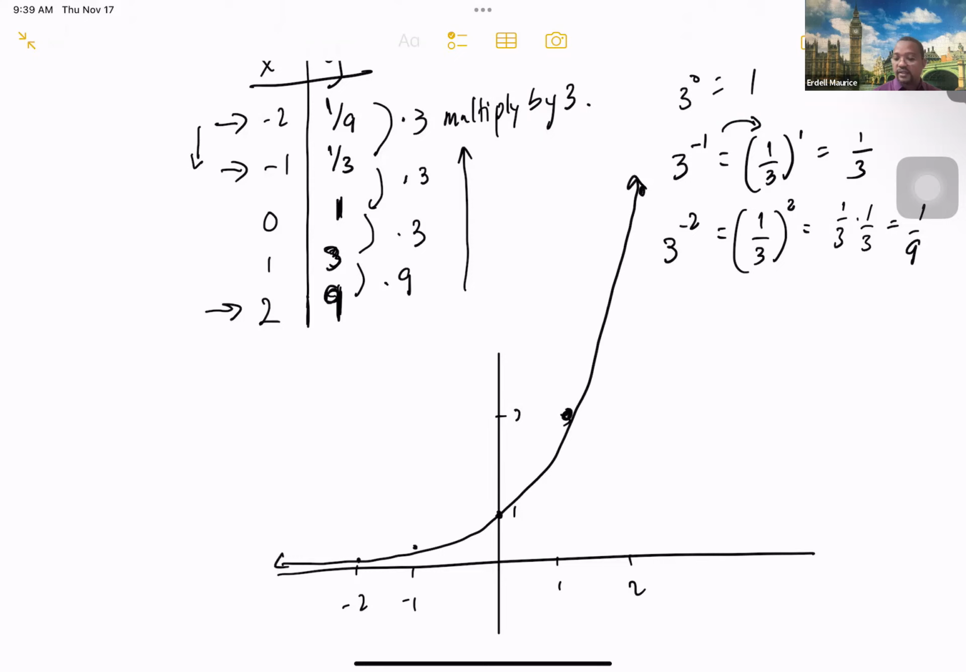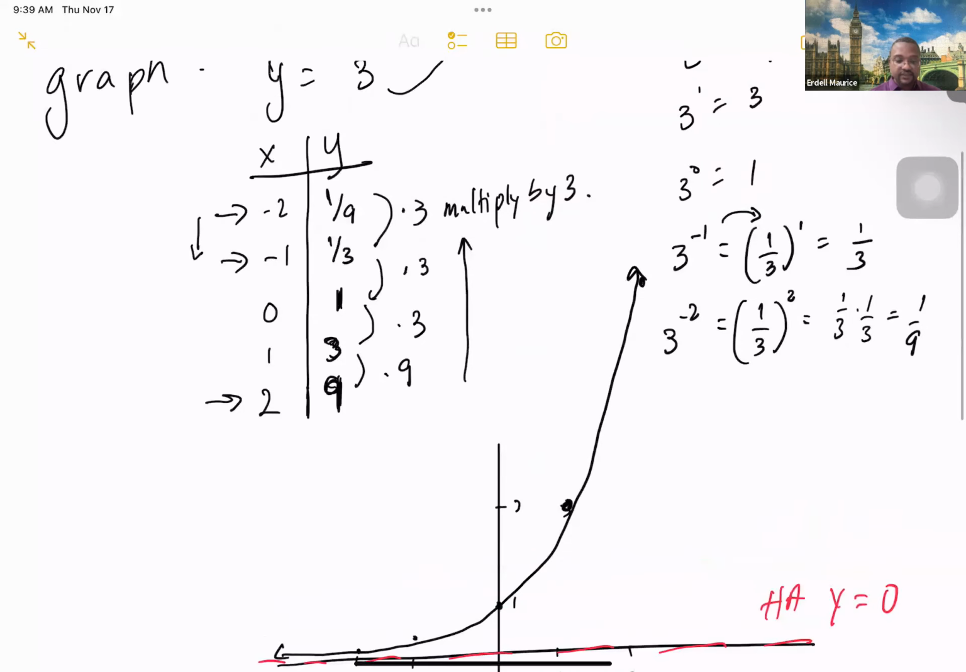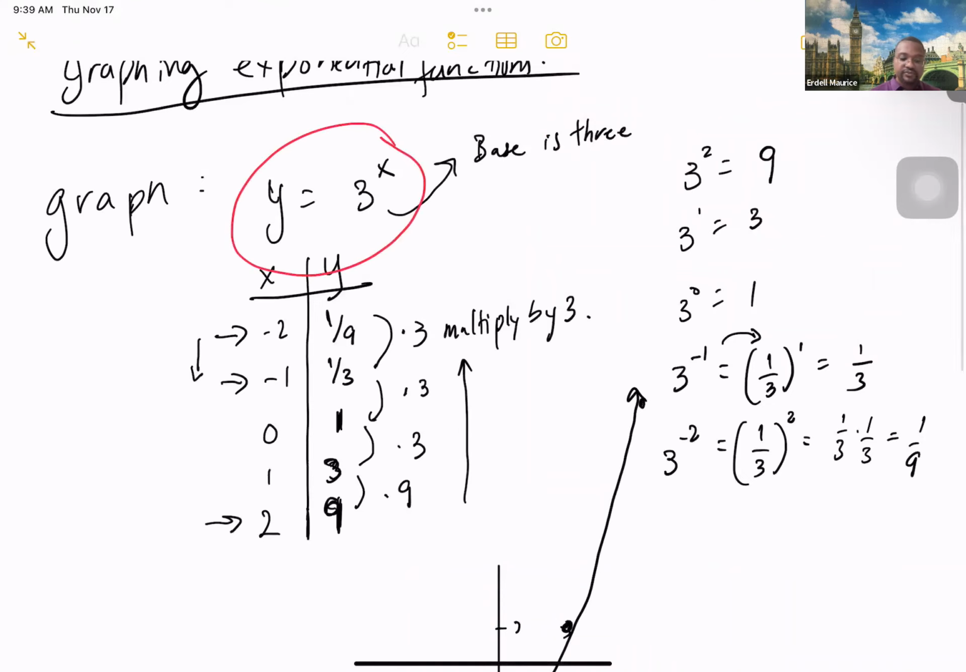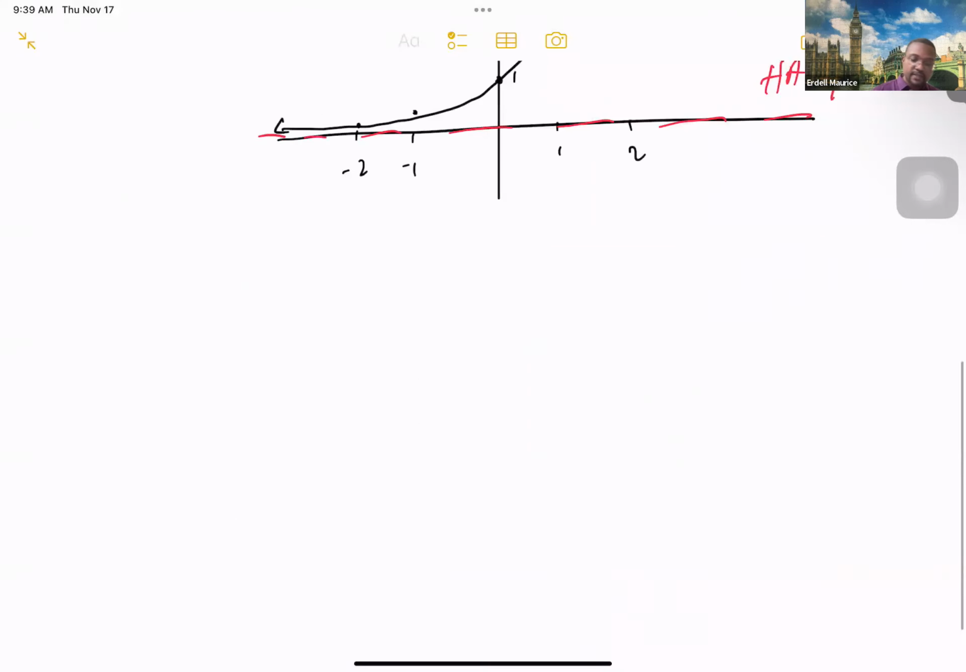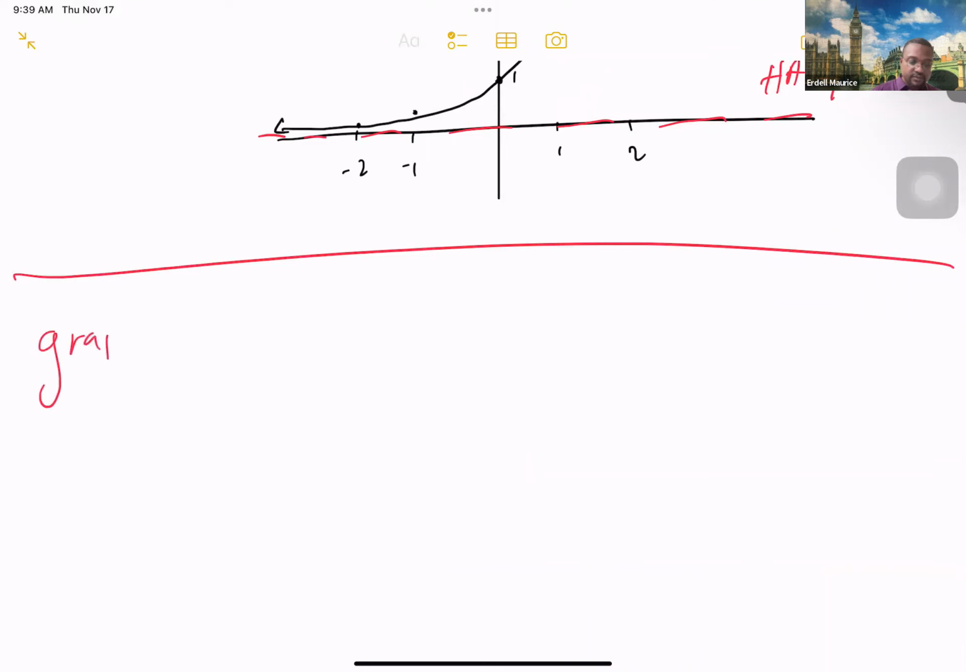This graph has a horizontal asymptote, HA, of y equals 0. Questions there? Now, a point of emphasis is not only to be able to graph this function, but to graph its cousin. So let's say I wanted to graph the function f of x equals 1/2 raised to the x power.